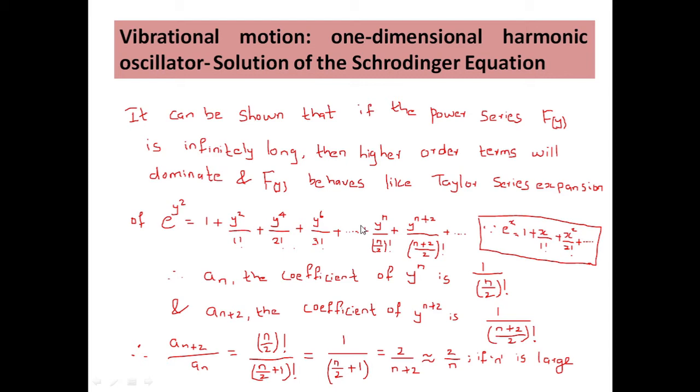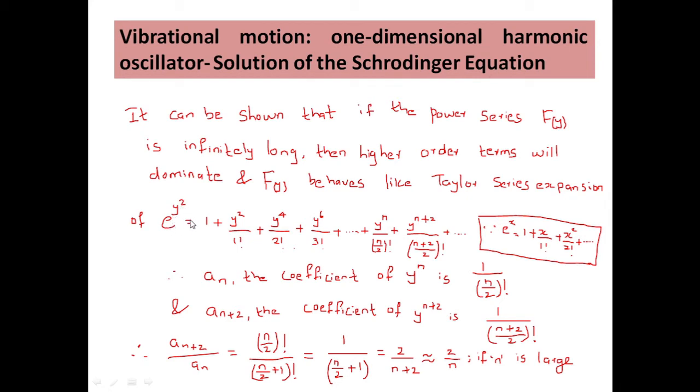We know that we have already studied the expansion of e raised to x as 1 plus x by 1 factorial plus x squared by 2 factorial plus x cubed by 3 factorial, etc. In the same fashion, we can extend this idea into e raised to y squared. So e raised to y squared.